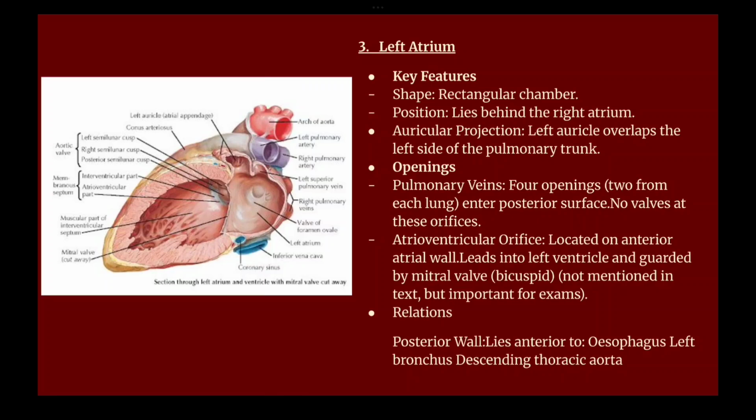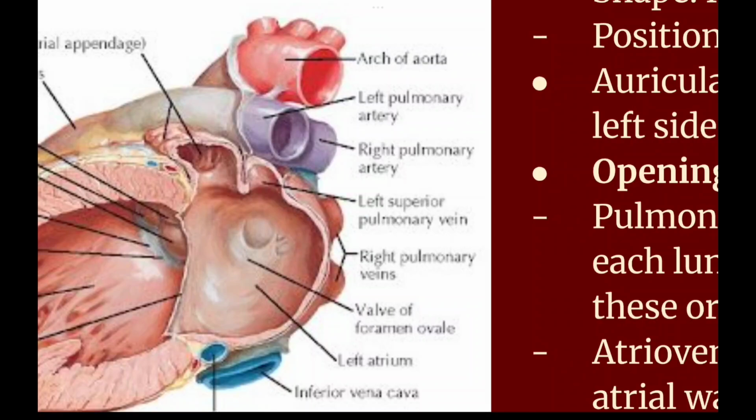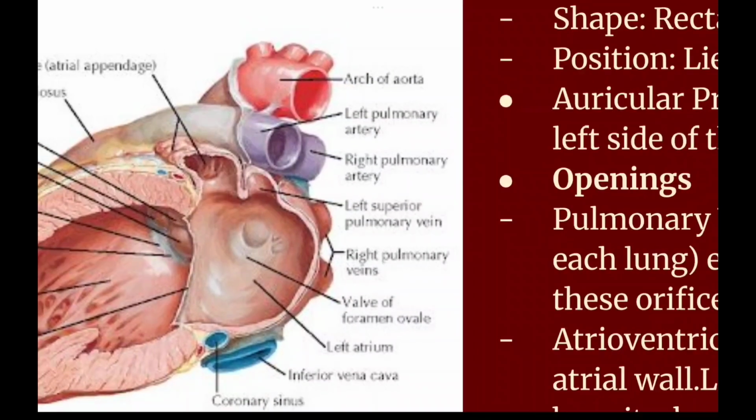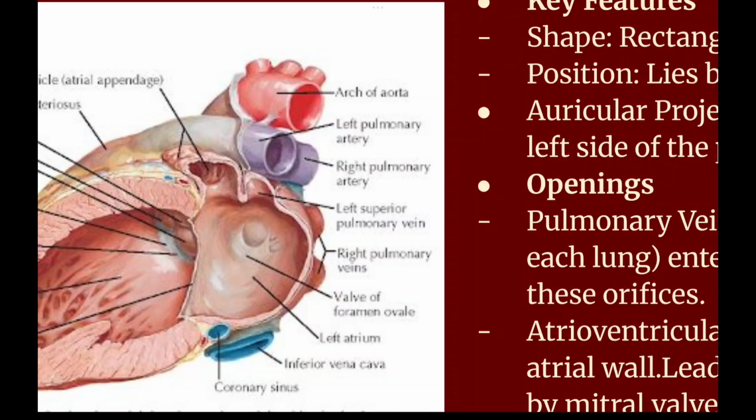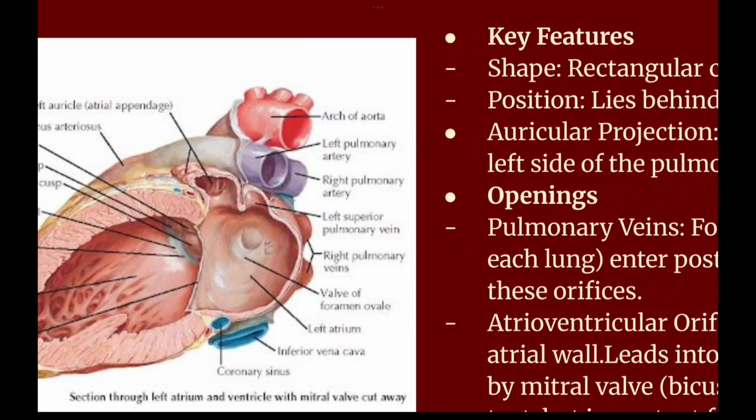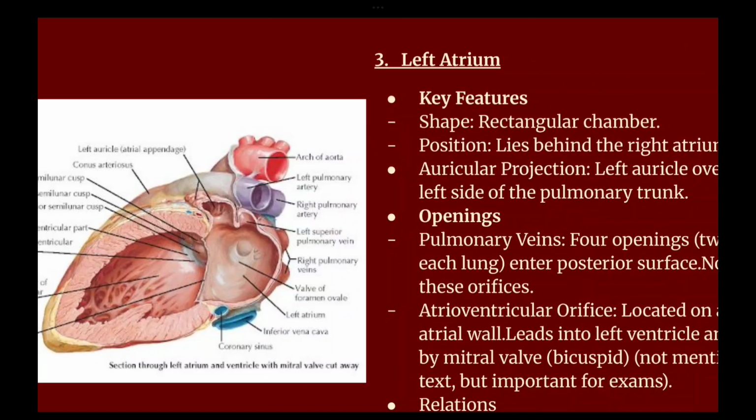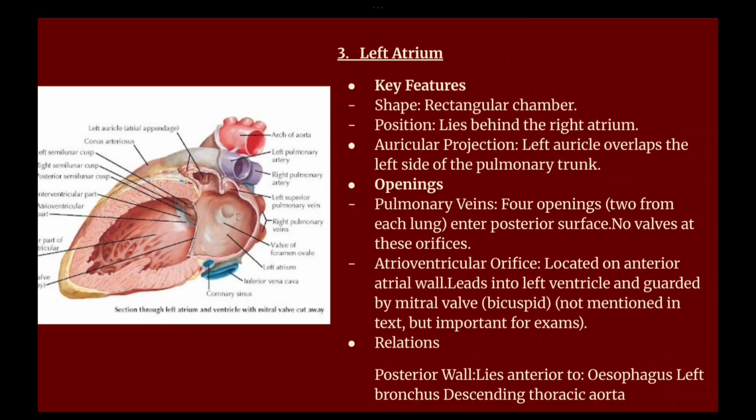So the pulmonary veins that come from the lungs to the heart carry the oxygenated blood from the right pulmonary veins and left pulmonary veins. Here in the image you can see that from both sides of the lungs, the pulmonary veins bring the oxygenated blood and push it into the left atrium.